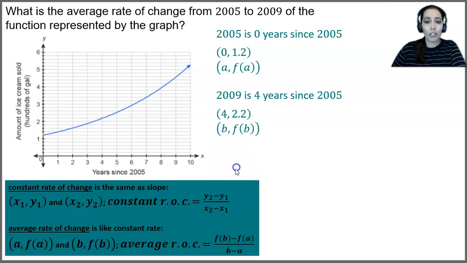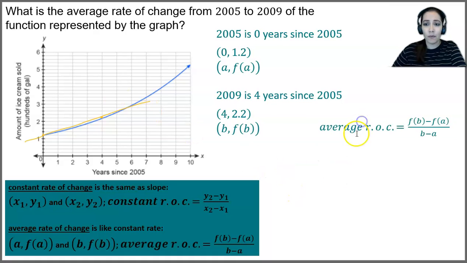Then from here, we can use the average rate of change, because essentially what we're doing is we are pretending there's like a straight line through this, and we are finding the rate of change of this straight line. But our actual line is curved, so that's why it's going to be an approximation. So the average rate of change on this one is f of B minus f of A over B minus A.